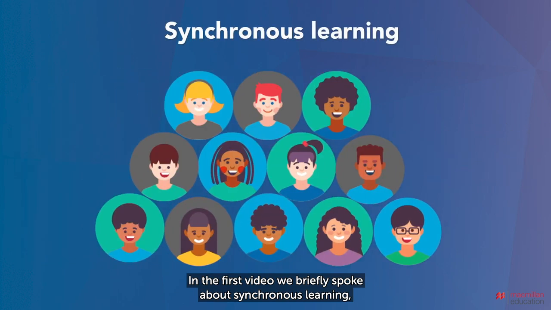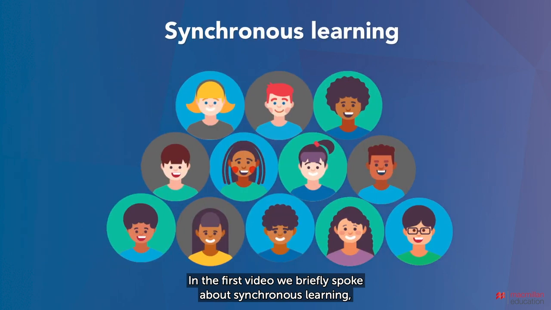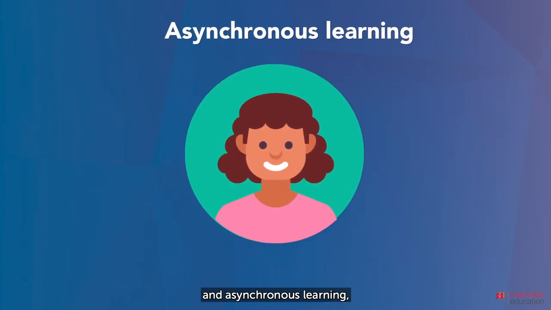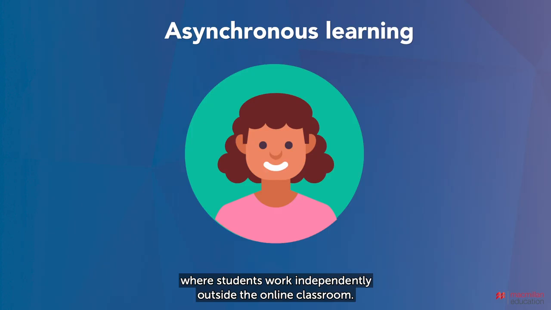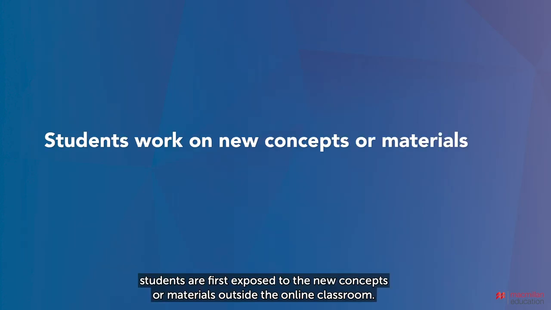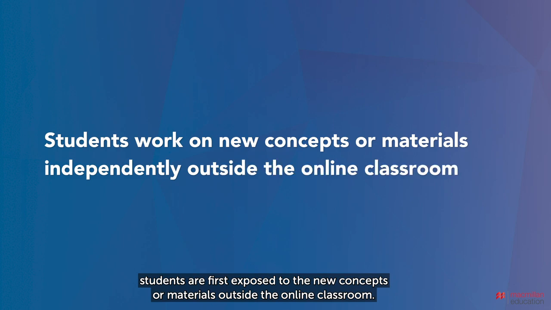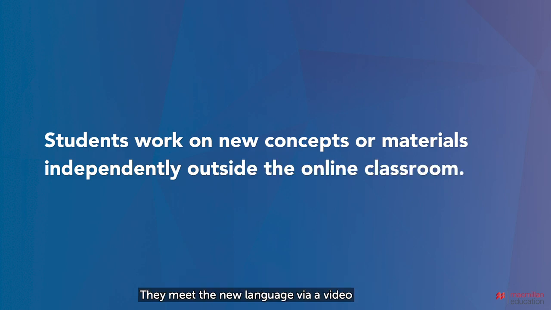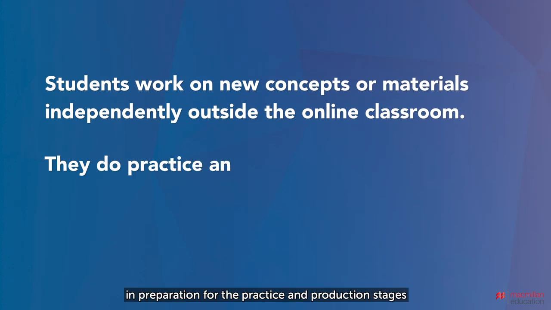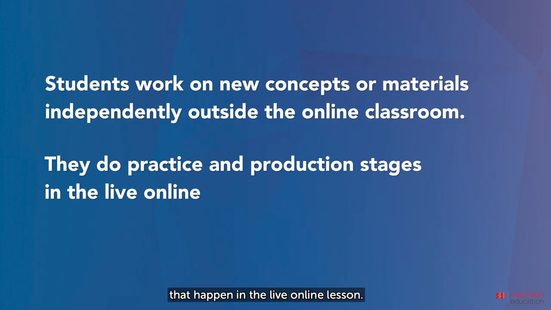In the first video, we briefly spoke about synchronous learning, when we are all online at the same time, and asynchronous learning, where students work independently outside the online classroom. When flipping the classroom, students are first exposed to the new concepts or materials outside the online classroom. They meet the new language via a video or independently work their way through set tasks to gain some understanding of the new language in preparation for the practice and production stages that happen in the live online lesson.